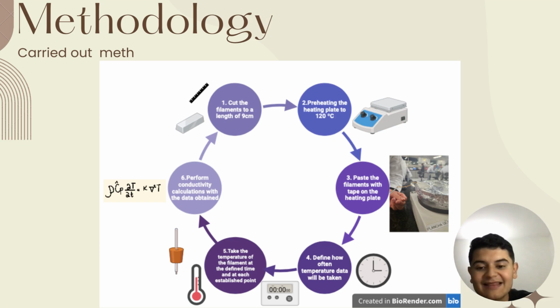And the sixth and last step was to perform the conductivity calculation with the data obtained. To do those calculations, we use this formula, and we have to estimate the conductivity, taking into account the density, the CP, the first derivative of the temperature with respect to time, and the second derivative of the temperature, also with the distance of the filament.